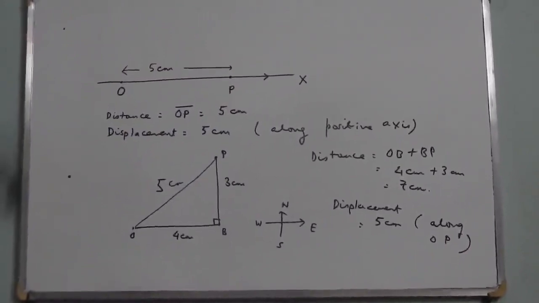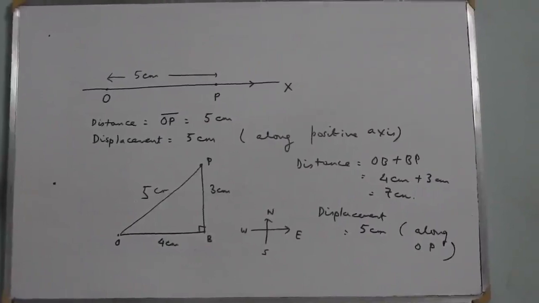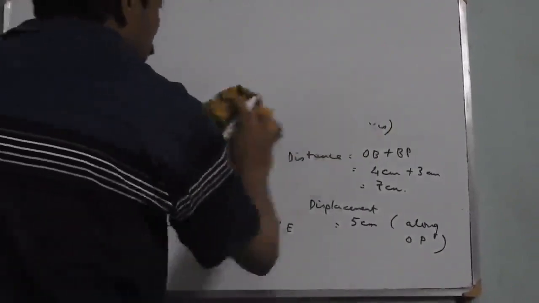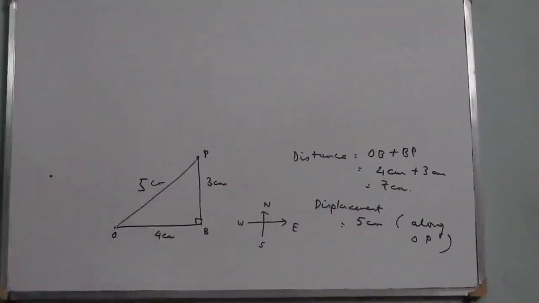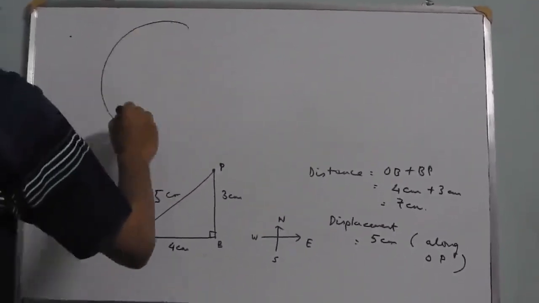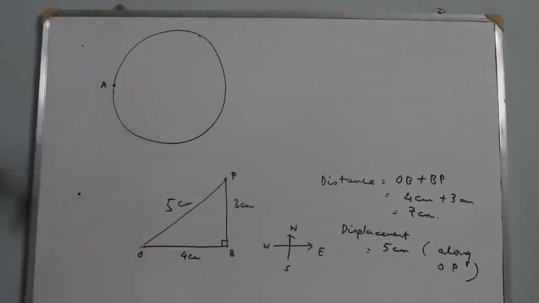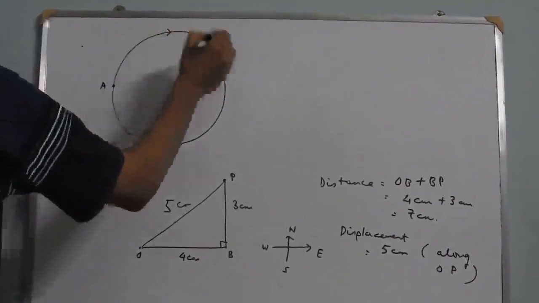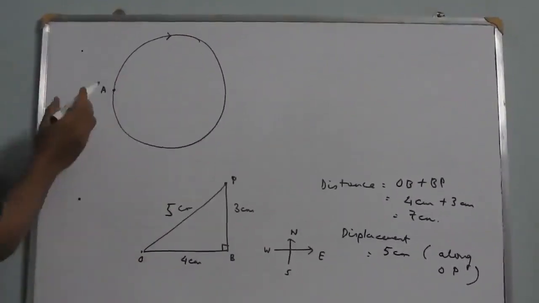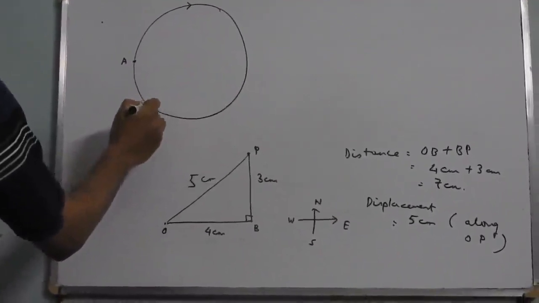We can take further examples also. You can note it down. Suppose a body is moving on a circular path. It has started its journey from the point A, moved in a clockwise manner, and finally reached the point A.